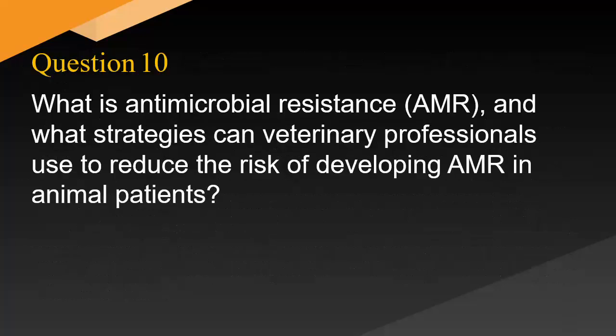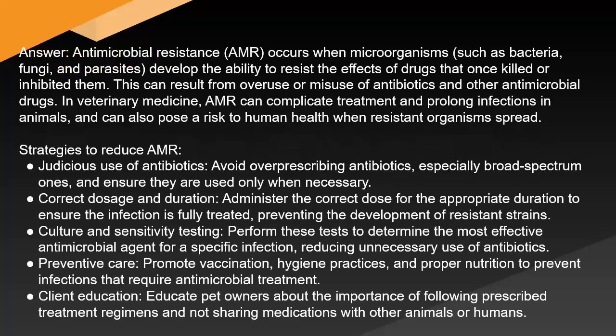What is antimicrobial resistance (AMR), and what strategies can veterinary professionals use to reduce the risk of developing AMR in animal patients? Answer: antimicrobial resistance (AMR) occurs when microorganisms, such as bacteria, fungi, and parasites, develop the ability to resist the effects of drugs that once killed or inhibited them. This can result from overuse or misuse of antibiotics and other antimicrobial drugs. In veterinary medicine, AMR can complicate treatment and prolong infections in animals, and it can also pose a risk to human health when resistant organisms spread.